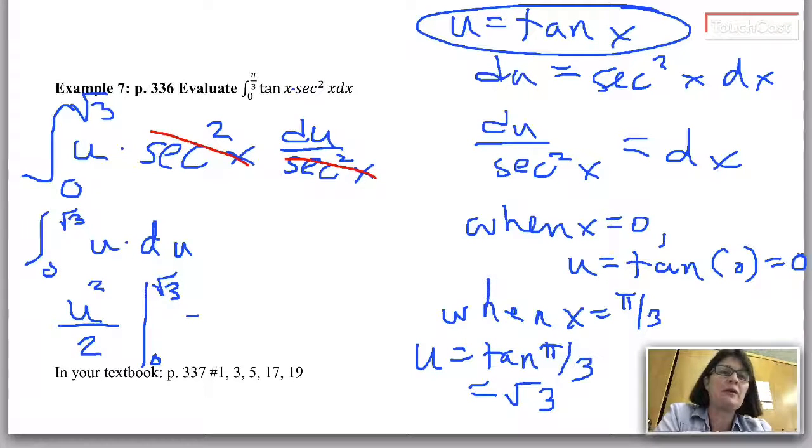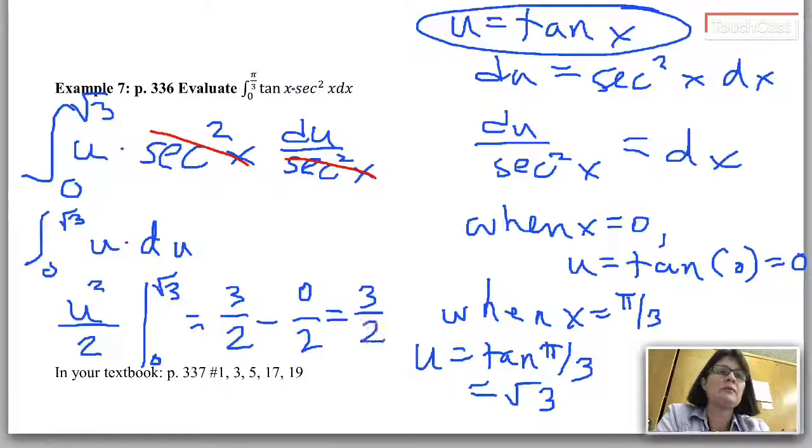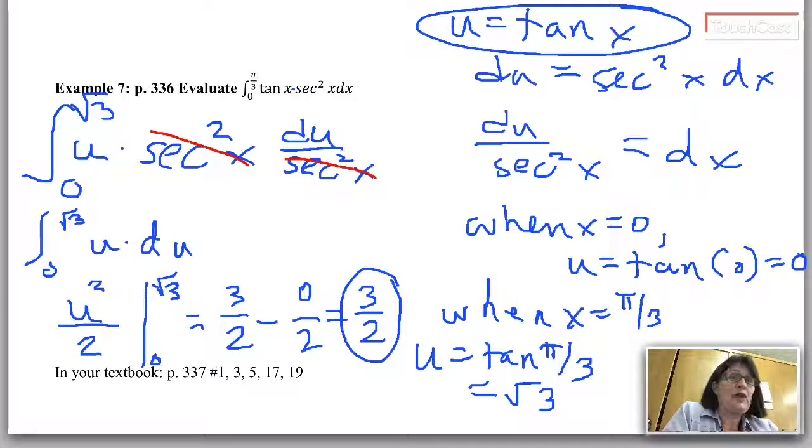So that's going to be radical 3 squared is 3 over 2 minus 0 over 2, which makes 3 over 2. This is one great way to do this problem. I got the answer 3 over 2. I'm going to erase the board and show you another way to do the same problem.